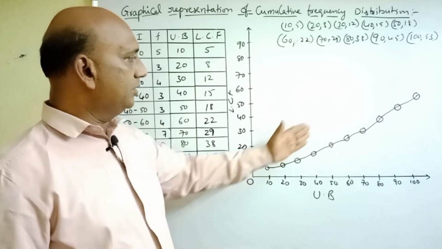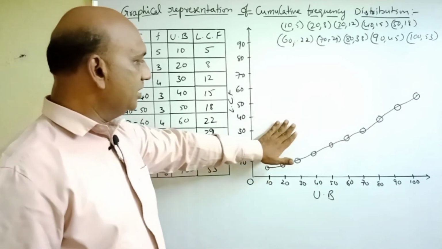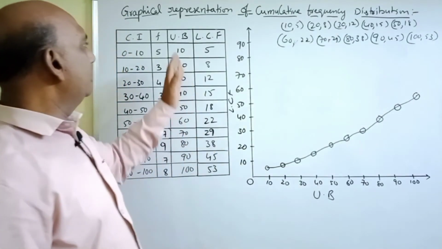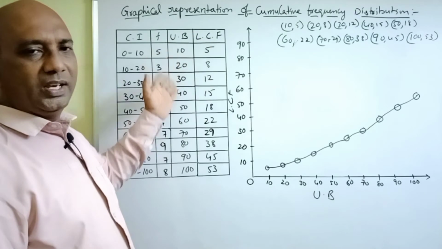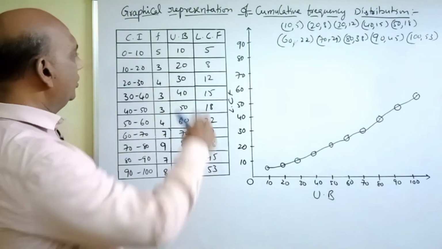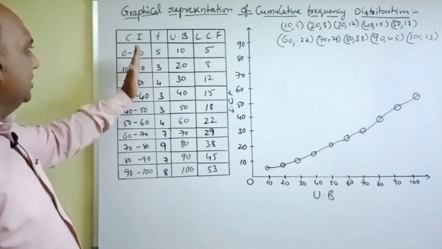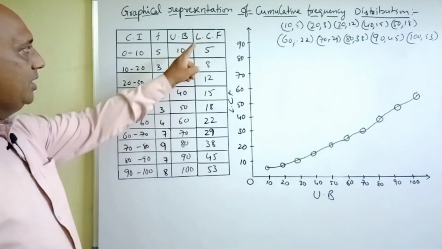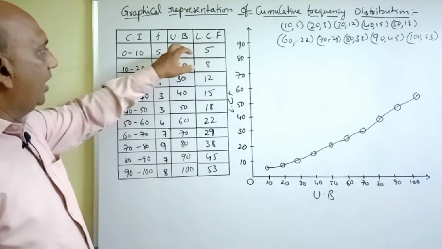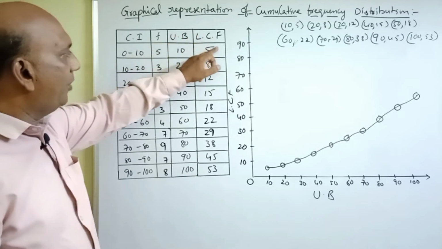And this is the curve I drew. This is called the less than cumulative frequency curve. To construct this curve, we used upper boundaries and less than cumulative frequencies. Once again, I am reminding you. Upper boundaries means in the classes the right side values are taken as upper boundaries, and less than cumulative frequencies means when you take upper boundaries, add these frequencies from the upper.